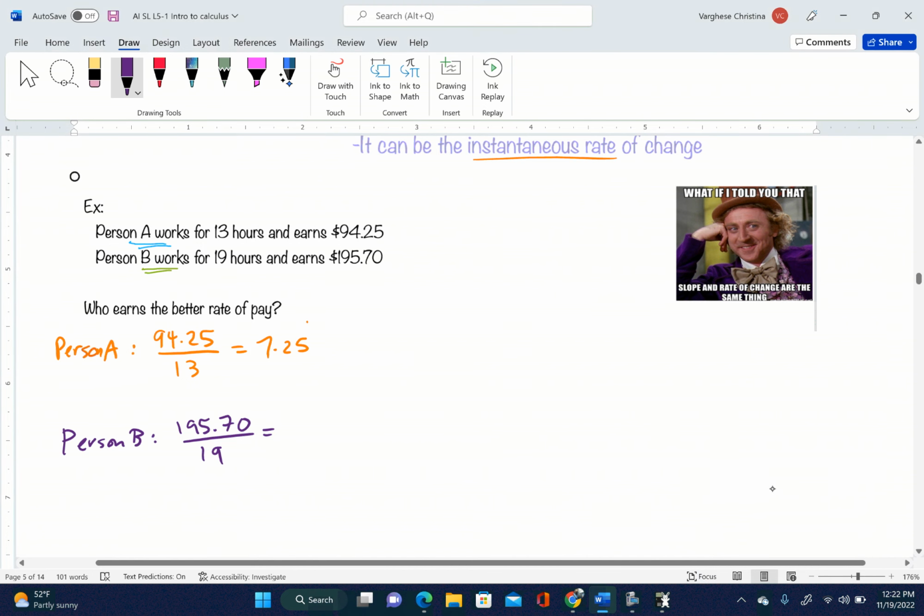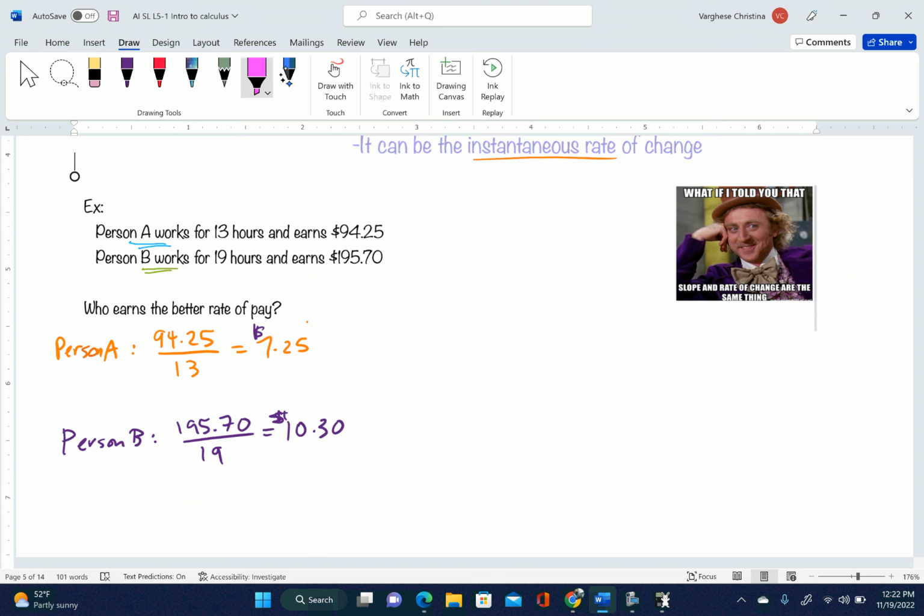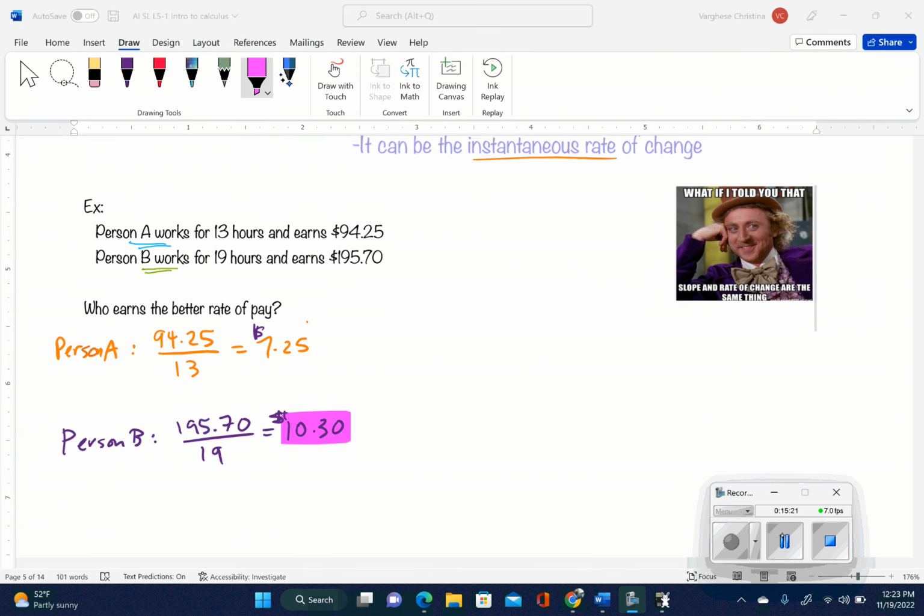Right, so when we divide that, we get that person A makes $7.25 per hour, whereas person B works for 19 hours and earns 195.70. So we just divide that and we get 10.3, or 10.30. So who has the better rate of pay, right? Who gets paid more? So we can see that person B gets paid a higher rate than person A, right? Almost $3.05 more, okay? So that's how calculus comes in handy.